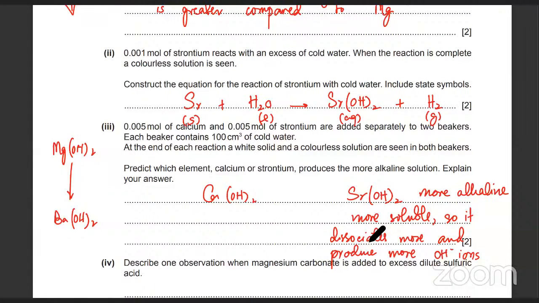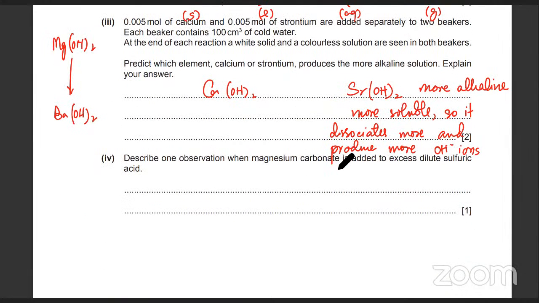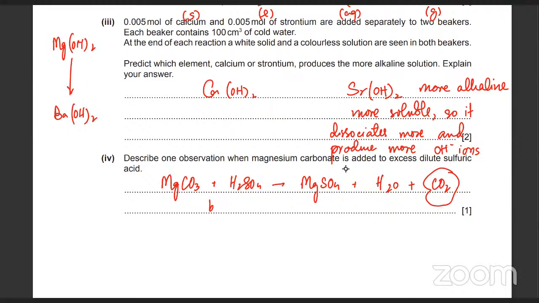Achha, here you've got the next one which says, describe one observation when magnesium carbonate is added to excess dilute sulfuric acid. So you're going to have carbonate with acids. They produce salt, which is MgSO4 plus water plus carbon dioxide. So one very obvious observation is going to be that you're going to see bubbles of gas or effervescence. That is going to be one really obvious observation in this case.